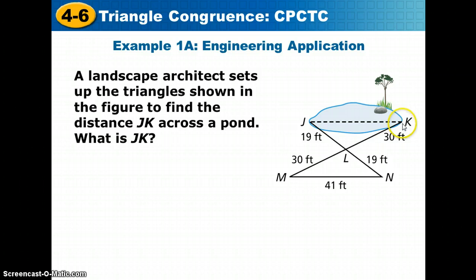That would be JK. So he set up the triangles here. So let's figure out what is JK. Well, here's what we know. This segment is 30, and then the other side is 30. This segment's 19. This side is 19. That means L is the midpoint of both of these sides.